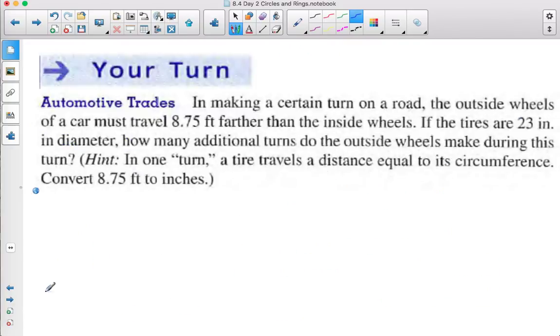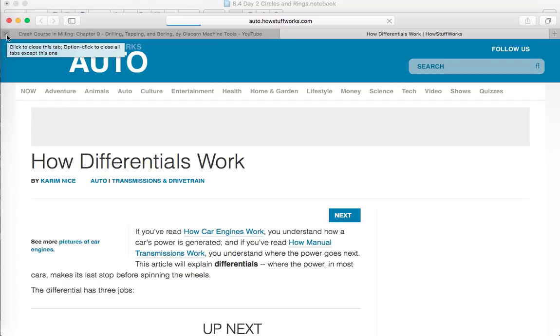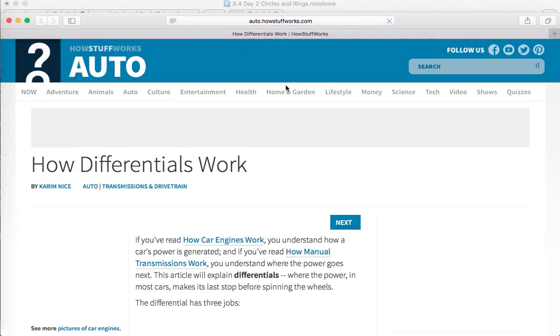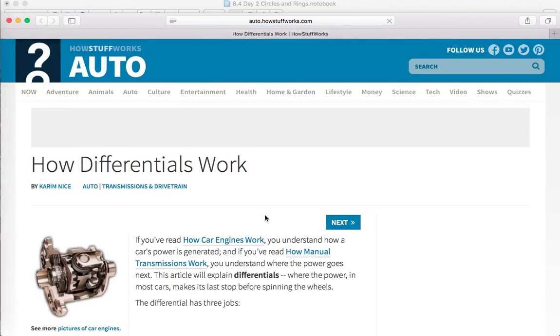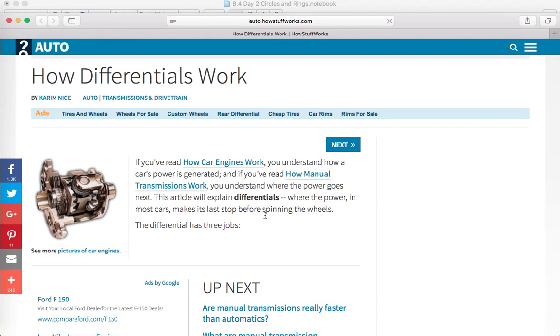Last question is for you. It says, in making a turn on a road, the outside wheels of a car must travel 8.7 feet farther than the inside wheels. And that's kind of something that you probably take for granted. So what I want to show you before I just throw you into this question is what's called the differential on a car. And the differential is what makes it so that the outside tires in a turn can account for the fact that they're traveling a farther distance.